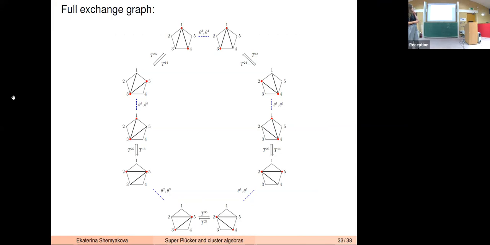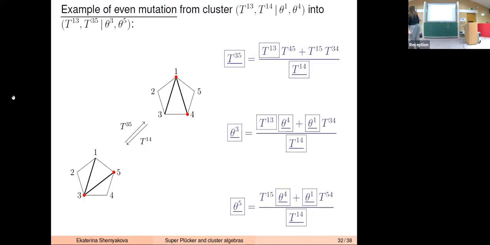For K, you just have to mark one of these Plücker coordinates with red dots. Yeah, just use colors for your dots. You have one red, one blue, one pink. Okay. That's a good suggestion. So I'll try.